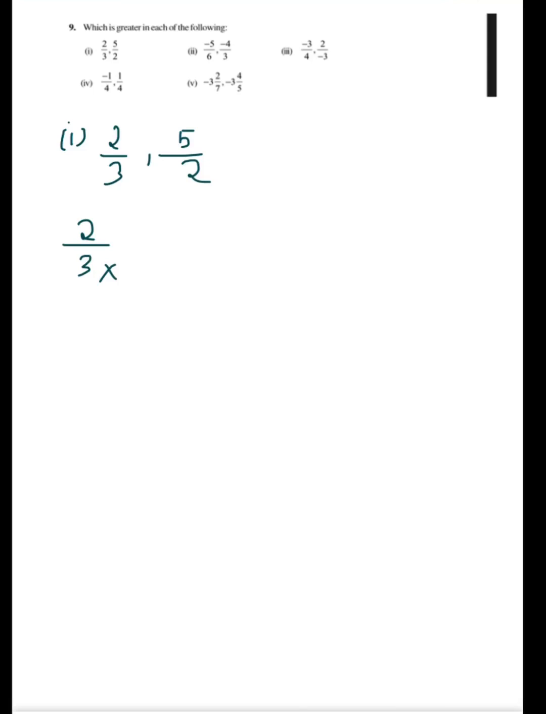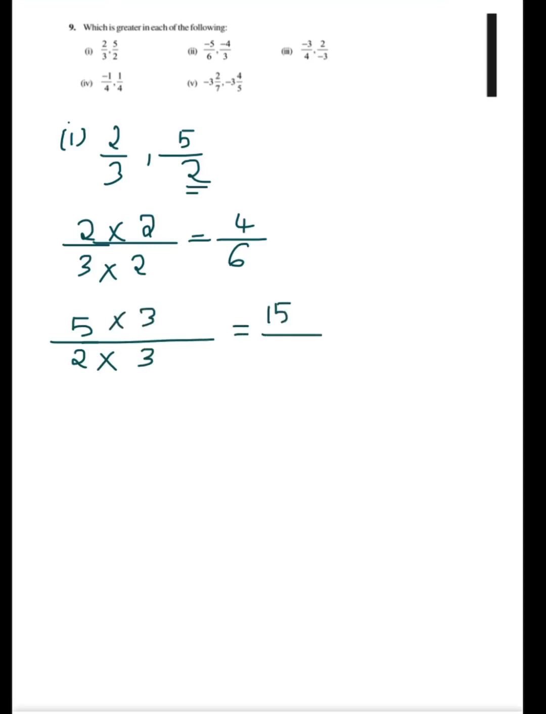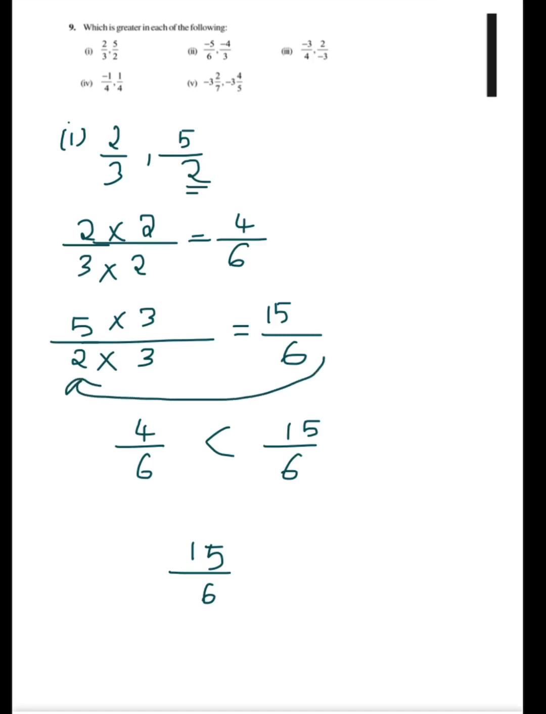That is multiplying with 2, the denominator of the second one, then you will get 4 by 6. Now for the second number 5 by 2, you have to multiply with the denominator of the first, that is 3. So you will get the answer as 15 by 6. So 4 by 6 and 15 by 6. Which one is greater? You know that 15 by 6 is greater because 15 is greater. So 15 by 6 being greater means 5 by 2 will be greater. You can say 5 by 2 is greater.